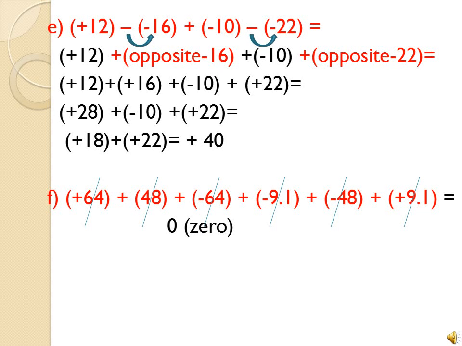The last one, which is part F, so look at it. How long is this numerical expression? Let's take a look. If we have opposite numbers, plus 64, do we have minus 64? Because the opposite of 64 is minus 64. Yes, we have, so we can cancel them.